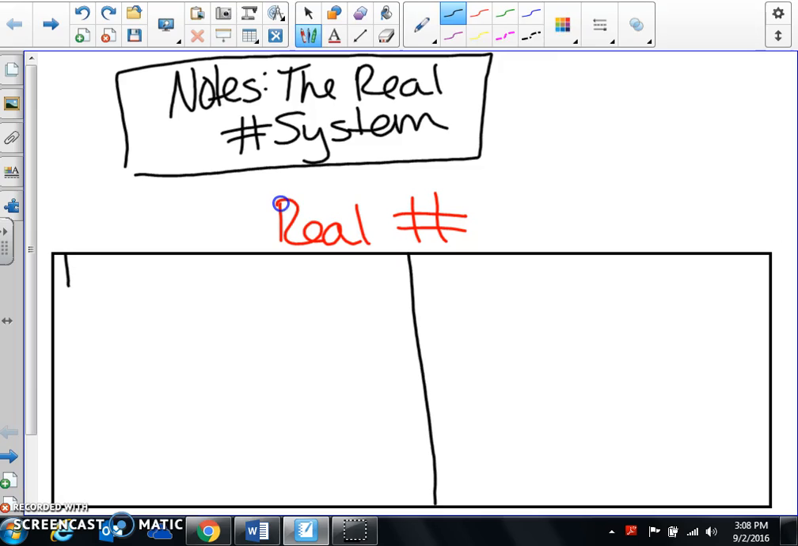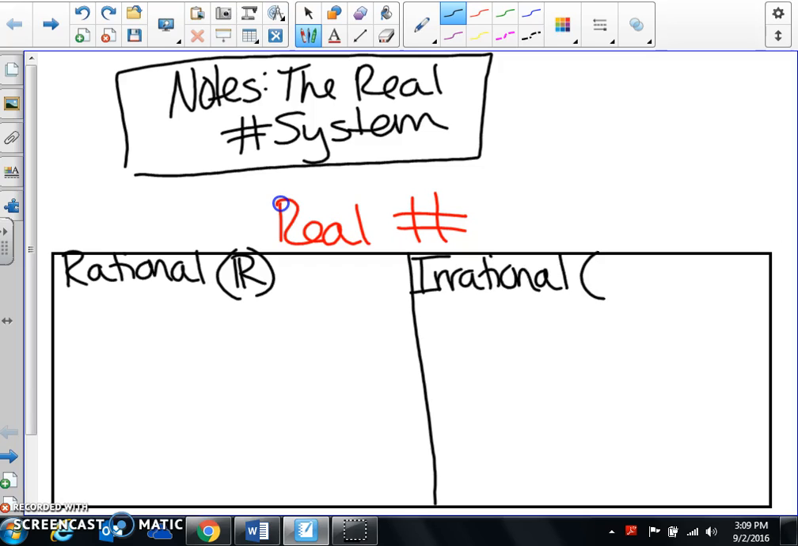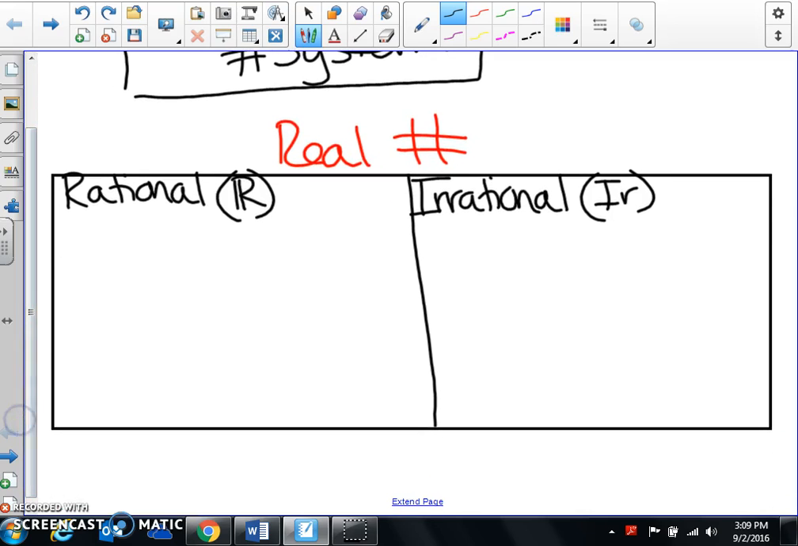there are rational numbers, which look like this. It's an R with two lines like that. And there are irrational numbers. And we call those IR. Okay, so we have rational and irrational. We're going to start from the smallest group outwards.